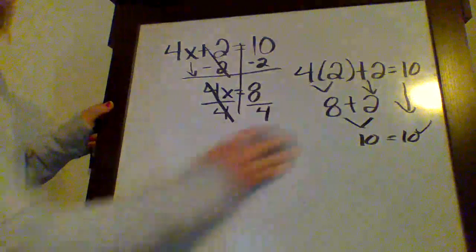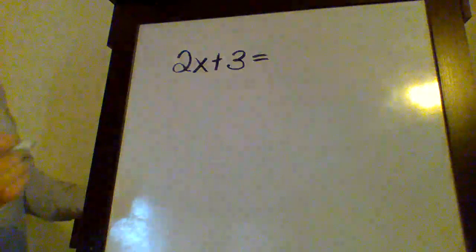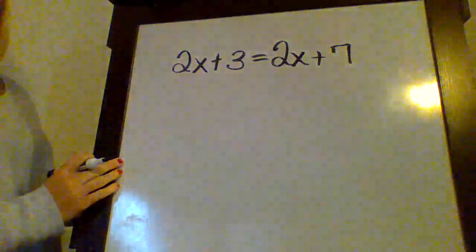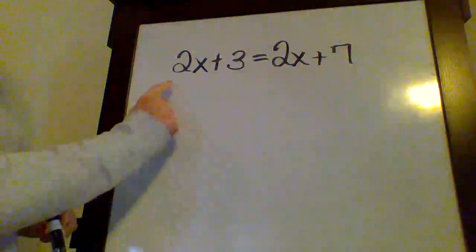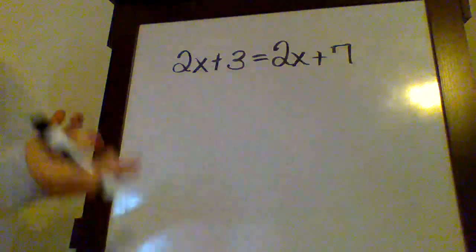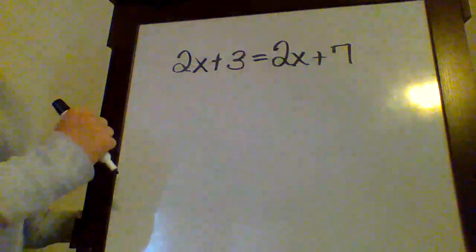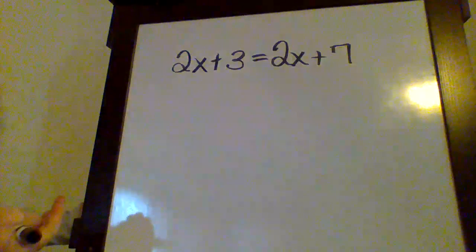So let's take a look at another example. How about if we have something like 2x plus 3 is equal to 2x plus 7. We know that in an equation our goal is to get our variable by itself. So I have x's on both sides of the equal sign. I want to get all of my x's to one side and all of my just numbers to the opposite side. Typically, it doesn't matter which way you move things, you will still end up with the same final answer.